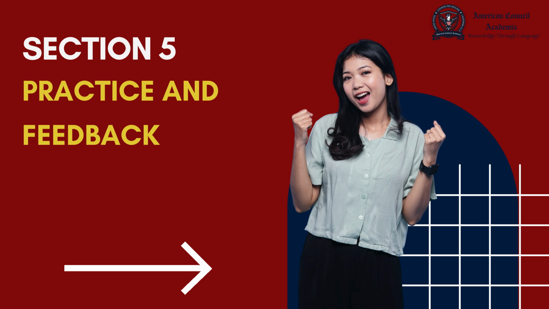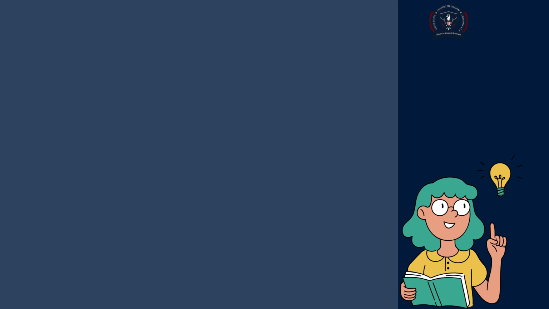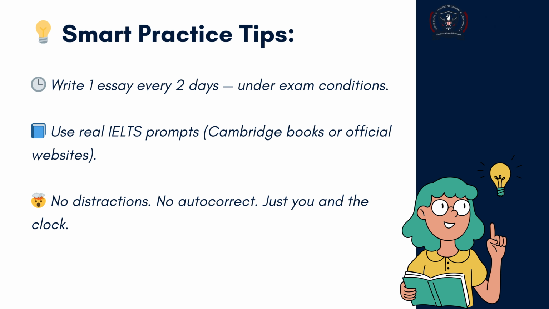Let's talk truth. Watching videos won't get you a Band 7, writing regularly and getting feedback will. Here are some smart practice tips. Write one essay every 2 days, under exam conditions. Use real IELTS prompts, Cambridge books or official websites. No distractions. No autocorrect. Just you and the clock.